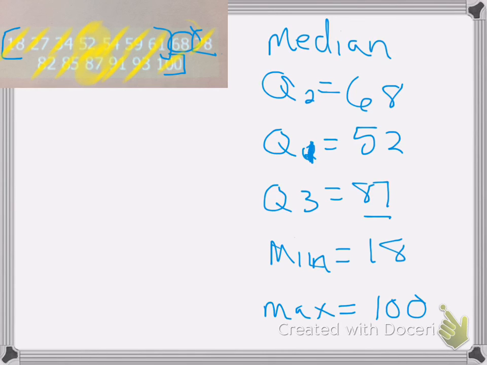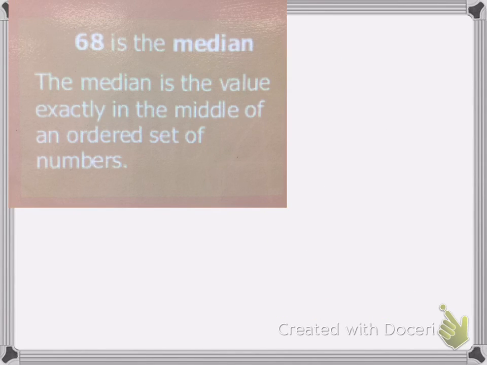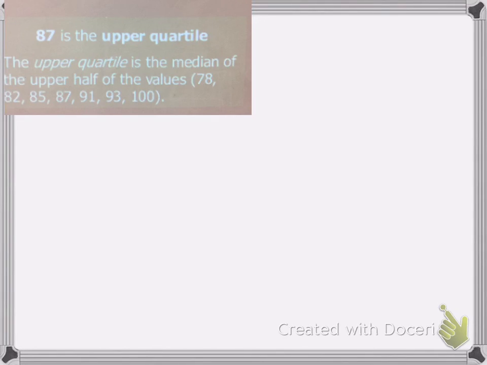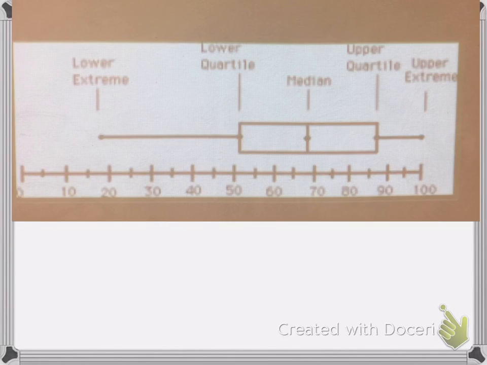Let's check to see how we did. 68 was the median. It's the exact value in the middle of the ordered set of numbers. 52 was my lower quartile, or Q1. The lower quartile is the median of the lower half of values. We found that. 87 is my upper quartile. The upper quartile is the median of the upper half of data. And so this is my box plot for that question. You've got your min, your lower quartile Q1, your median Q2, your upper Q3, and then you've got your max of 100.